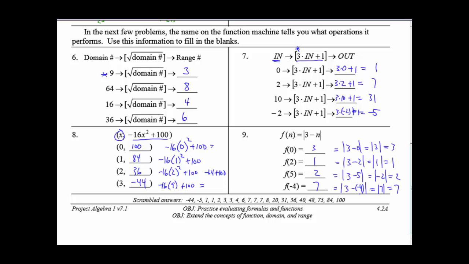Welcome back. So if we input the values, you should have had input 0, output it becomes 3, input 2, out comes 1, input 5, out comes 2, and input negative 4, out comes 7.